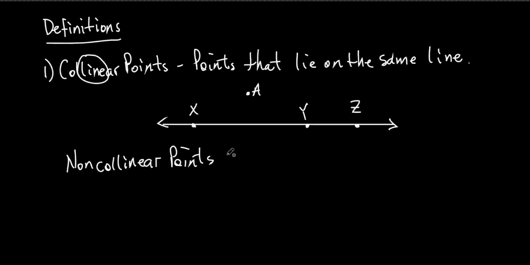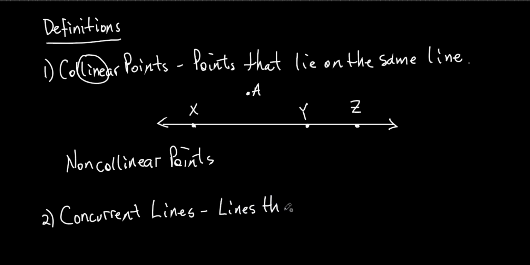What if I said points Y and Z? Actually, let's do 3 of them. X, Y, and Z. What would you say about X, Y, and Z? They are collinear. All right, so that's about as easy as that gets. All right, here's another word. It's concurrent. And this time it's lines, it's not points. Concurrent lines. And they are lines that intersect at one single point.